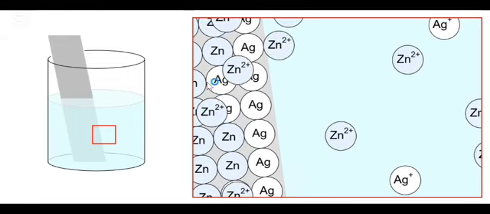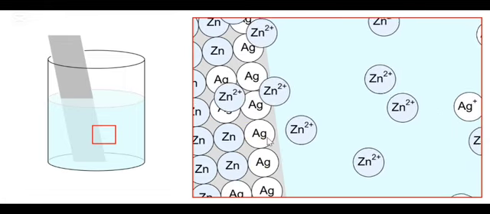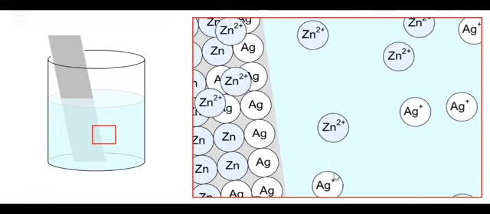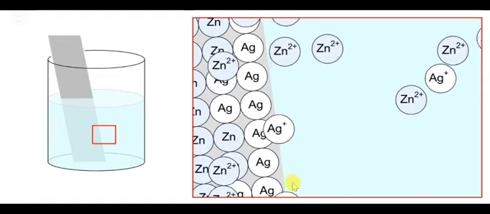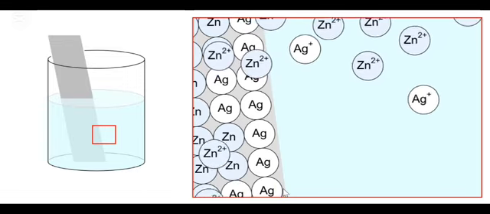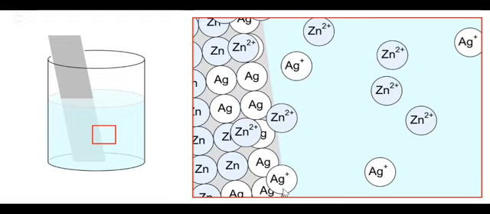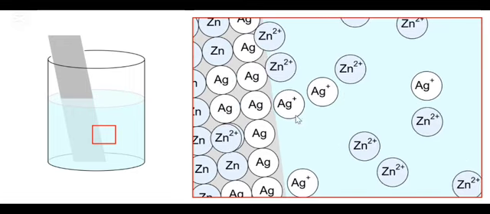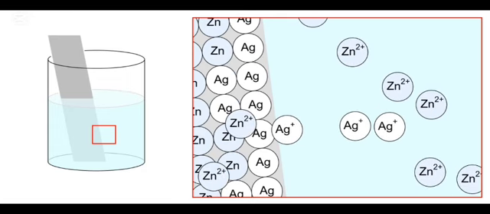Okay, another one is taking place here. Let's follow this one and see what will happen. Let's follow one of the zinc and see what will happen. So if you look at this, anytime you see this, you will know that the silver is reduced because it gained an electron. Look at it here. Silver is reduced.